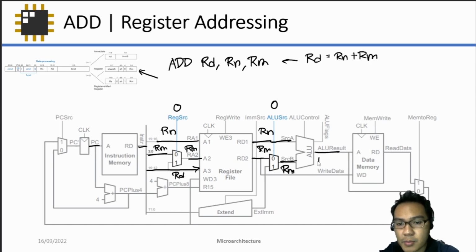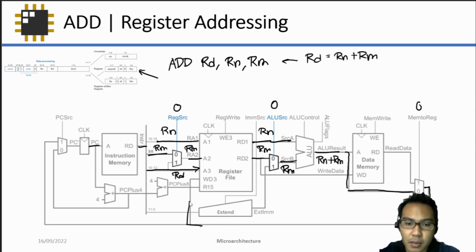Now the ALU result becomes Rn plus Rm, and then we take that over here to MemToReg. So we choose 0 so that it goes through here, and then it goes up here into write data 3. And now the register that we want to write to is RD. So now that's all fine, and we say okay, write, and so that control signal is 1.